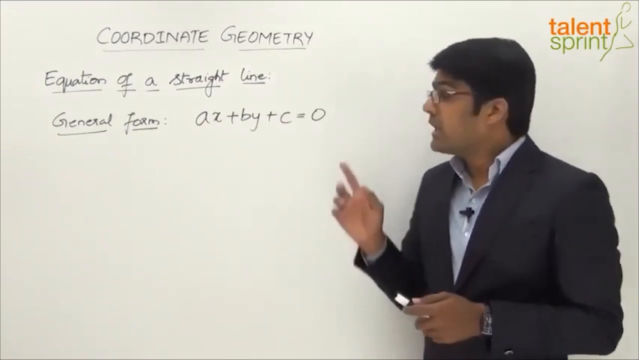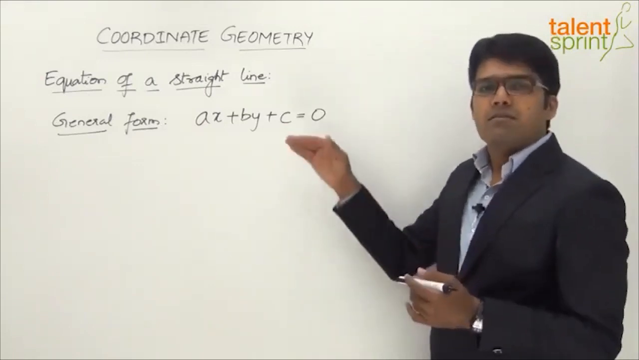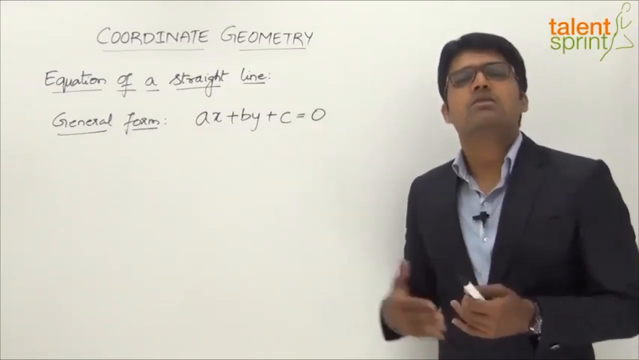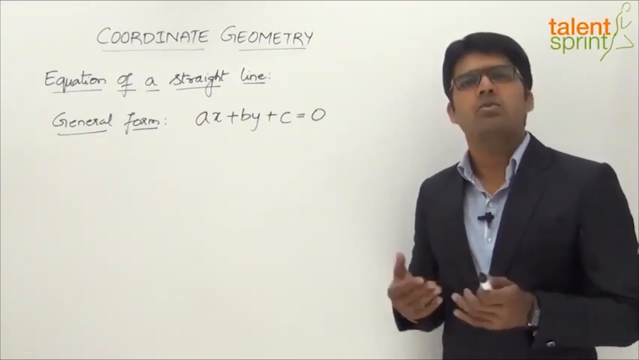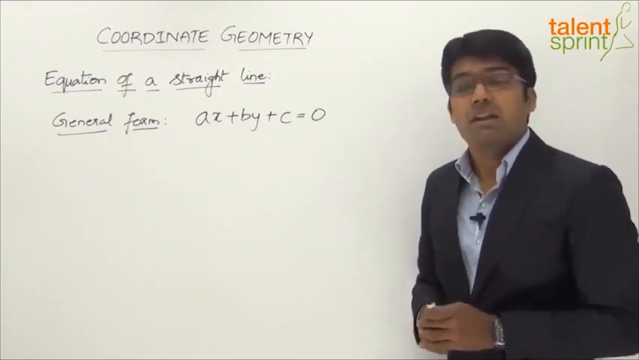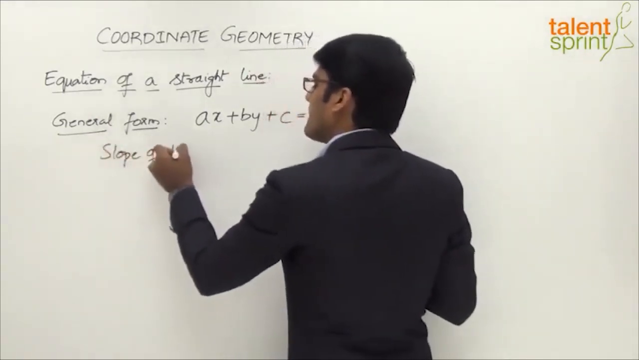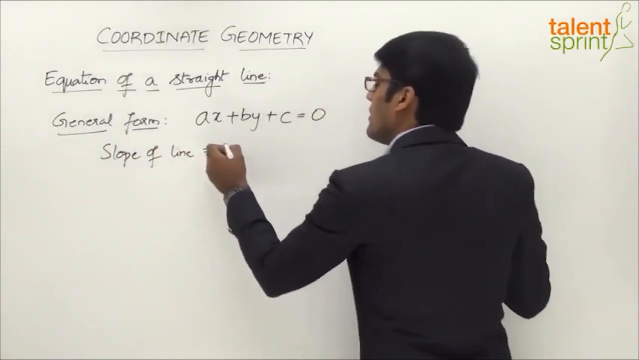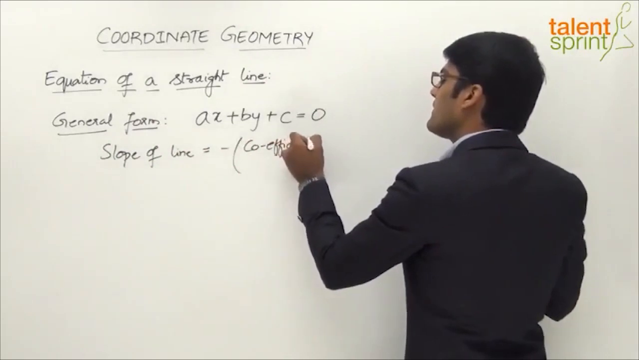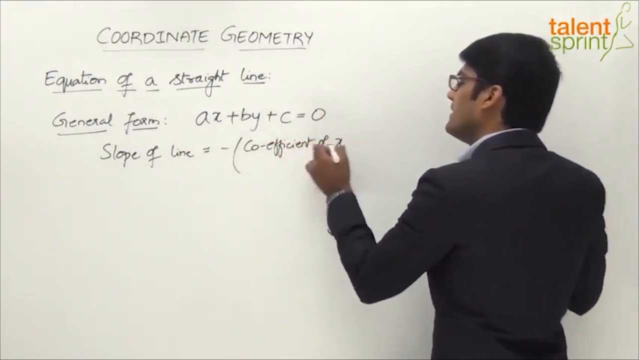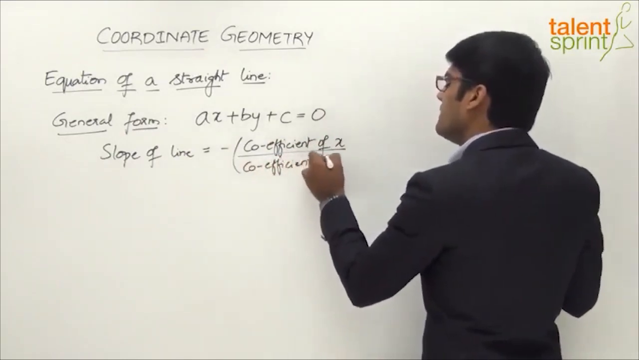Now the slope of the straight line can be determined from the equation of the line, right? If we know the equation of the line, or if the equation of the line is given to us, we can find out the slope of the straight line without doing any sort of calculation. Let's look at how do we do that. Now, slope of a line is equal to minus of the coefficient of x divided by coefficient of y, where x and y are the variables.